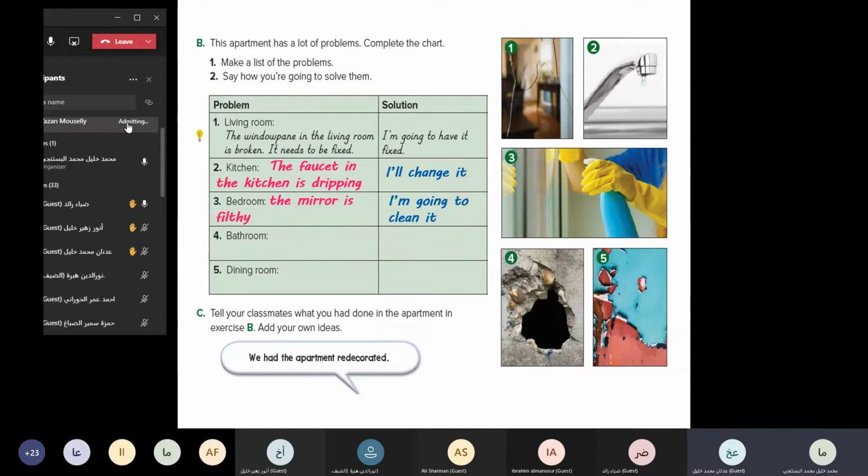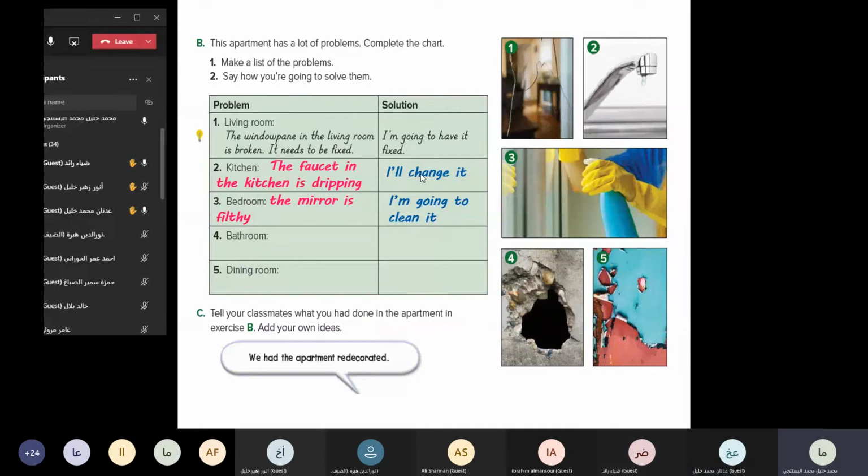But the faucet, maybe you will have someone to change it. You will have someone to change it. Now, what about the bathroom? What happened? Can you solve it? The wall in the bathroom is cracked. Good. Solution: I will try to fix it, or I'm going to fix it.